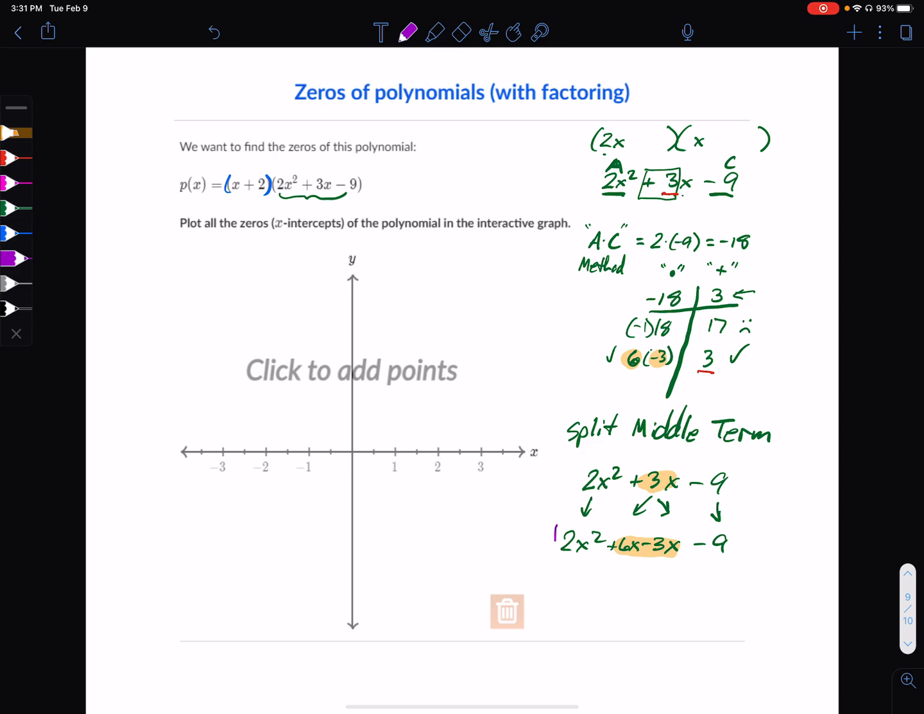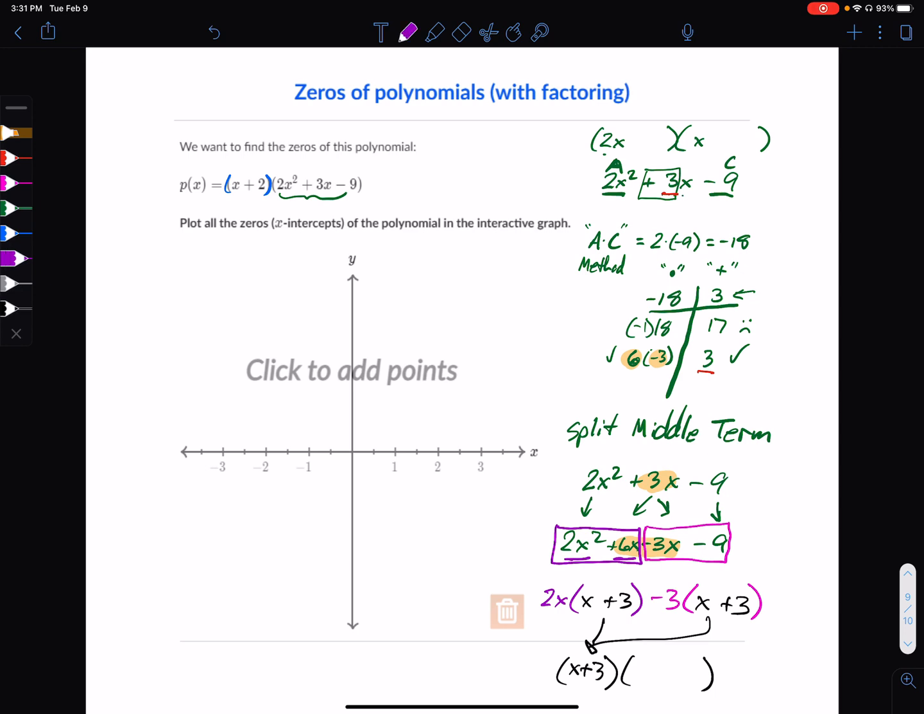Now, here comes the factor by grouping. Group the first two, all right, and group the last two. So the first grouping, I can pull out a 2x from both of those, and it leaves me with x plus 3. And the second group, I could pull a -3 out, and that also leaves me with an x plus 3. So x plus 3 is my common factor to both of those chunks, and my leftovers go in the other factor, so 2x and -3. Okay.